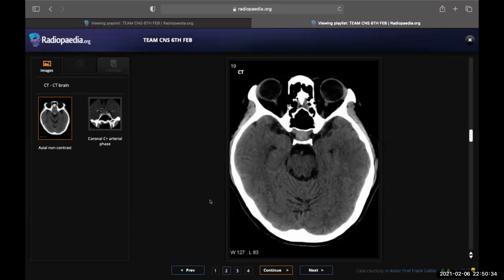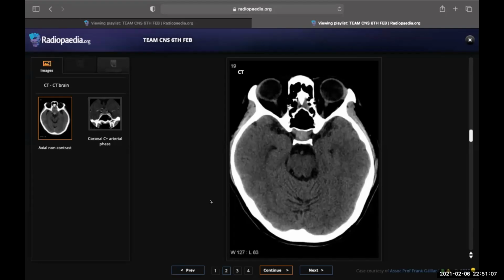Only suprasellar, or do you call it sellar? Sellar and suprasellar. Okay, so you said thrombosed aneurysm. What is the other differential? My others could be craniopharyngioma if the patient is young. Meningioma, and it is also hyperdense. There is a long list of differentials, but okay.